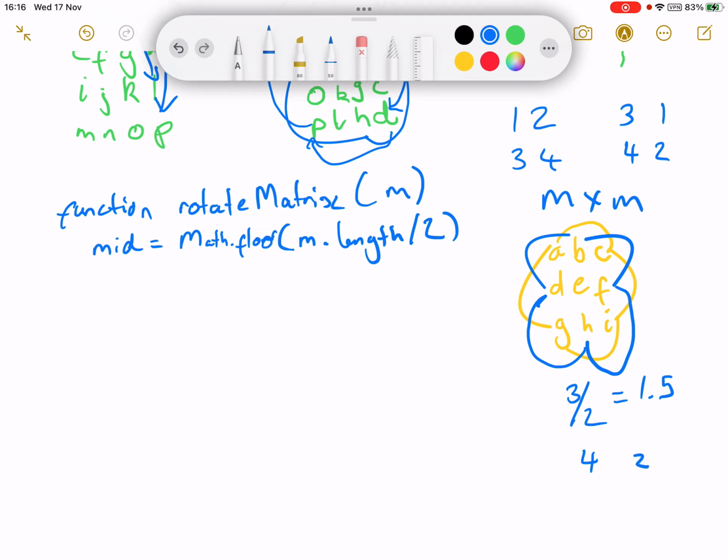Because what if it's 2? And the midpoint is 1, which is minus 1, which is 0. So ceiling. Should we just use ceiling? Yeah.